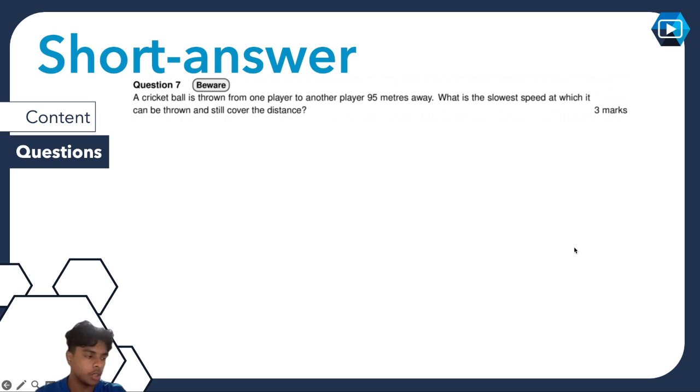Our final short answer question will be as such. A cricket ball is thrown from one player to another player 95 meters away. What is the slowest speed at which it can be thrown and still cover the distance? So we're trying to find the maximum distance that it can cover in the shortest amount, and what velocity will be the slowest velocity such that it will still make it.